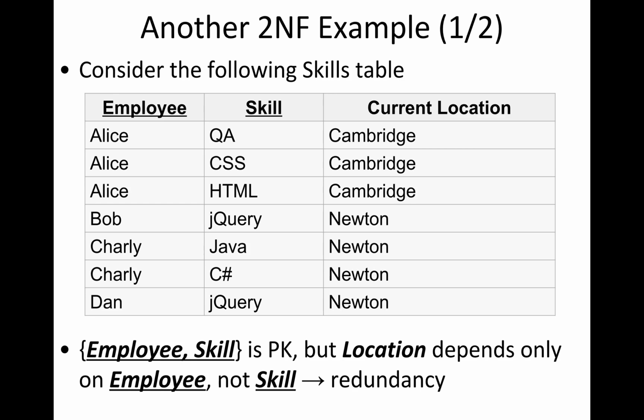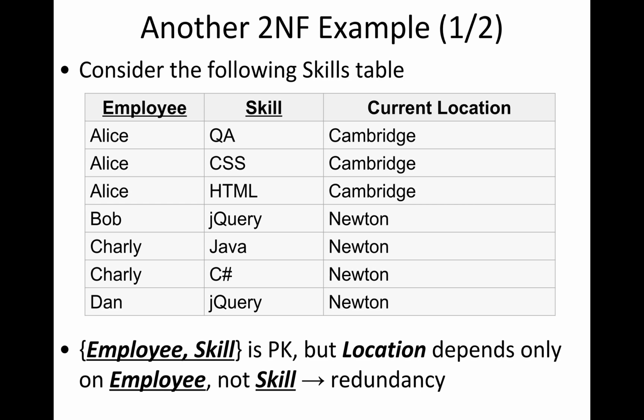So the dependency goes between current location, and only part of the key. It is not dependent on the entire key. Right, so it only depends on the employee. It doesn't depend on the skill. So again, it's breaking second normal form.